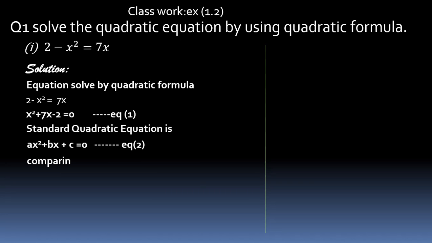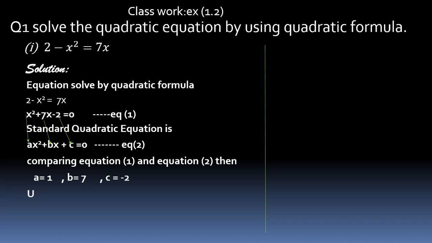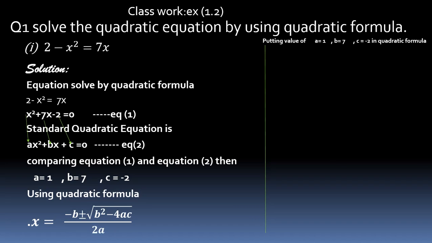Equation number 2. Comparing equation 1 and 2, then we get a is equal to 1, b is equal to 7 and c is equal to minus 2. Using the quadratic formula, putting the values in: minus b plus minus under root b square minus 4ac upon 2a.